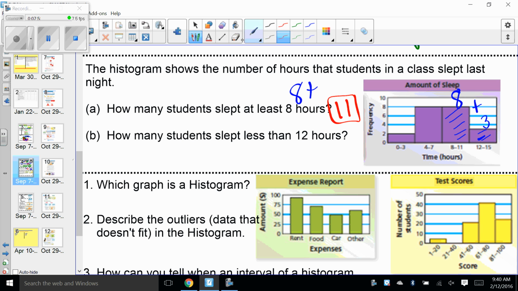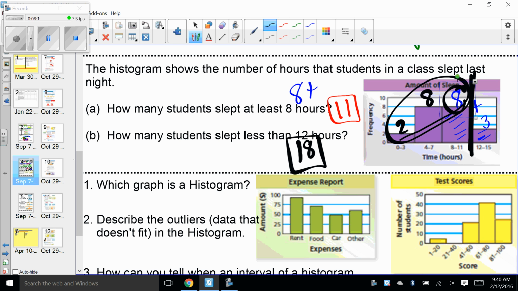How many students slept less than 12 hours? Less than 12 hours would be all of these, because here's 12, less than 12. All of these, which is 8, all of those, which is 2. So these students right here slept less than 12 hours. 8 plus 8 is 16. 16 plus 2 is 18 students slept less than 12 hours.